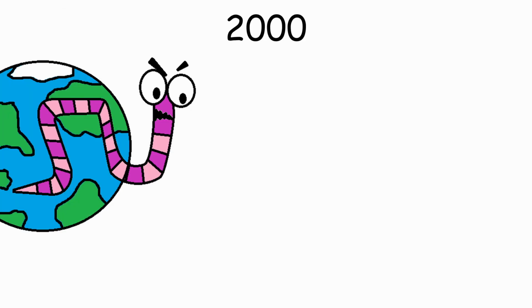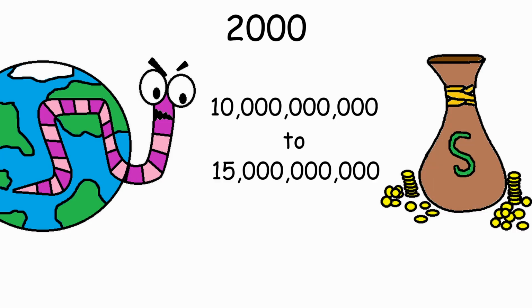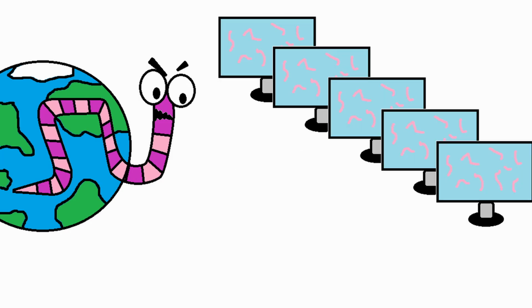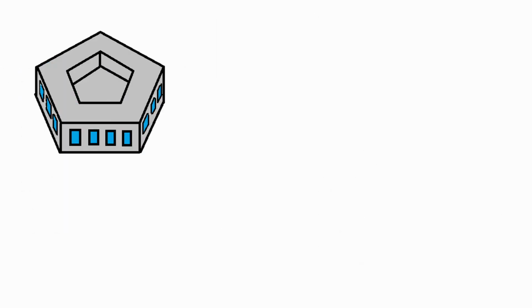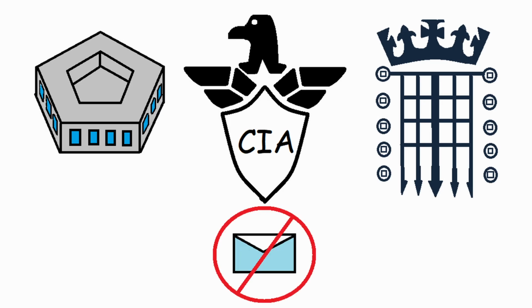During the year 2000, there was an outbreak of a worm that was estimated to cost $10 to $15 billion to remove. Within just a few days, over 50 million computers had been infected, which is estimated to be about 10% of the world's computers. It was so bad, the Pentagon, CIA, and British Parliament decided to completely shut down their mail systems. And at the time, it was the world's most destructive computer-related disaster.